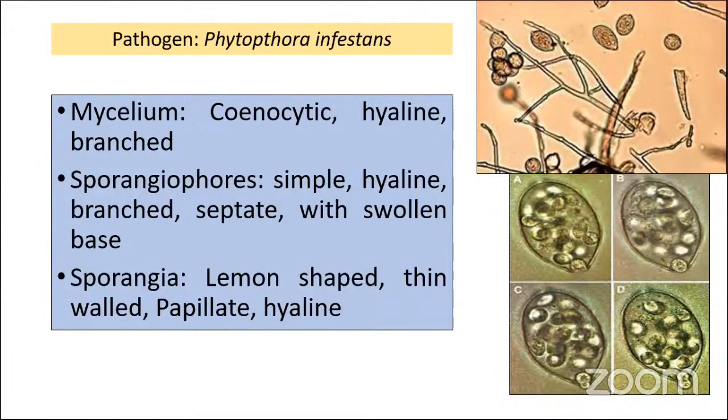These are the different types. Singularly we call it a sporangium, and the plural is sporangia. These are the lemon shaped sporangia which are present in Phytophthora infestans. They are thin walled and papillate. Papillate means they have some beak like structure at the top, so they are called papillate. The sporangium is also hyaline, it is transparent.